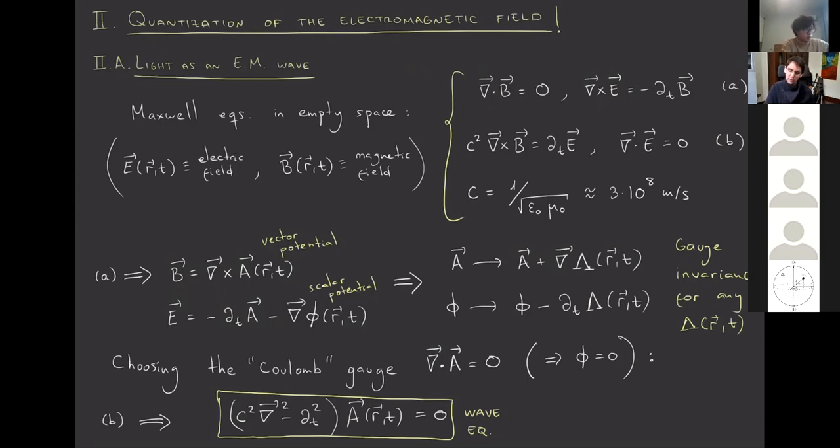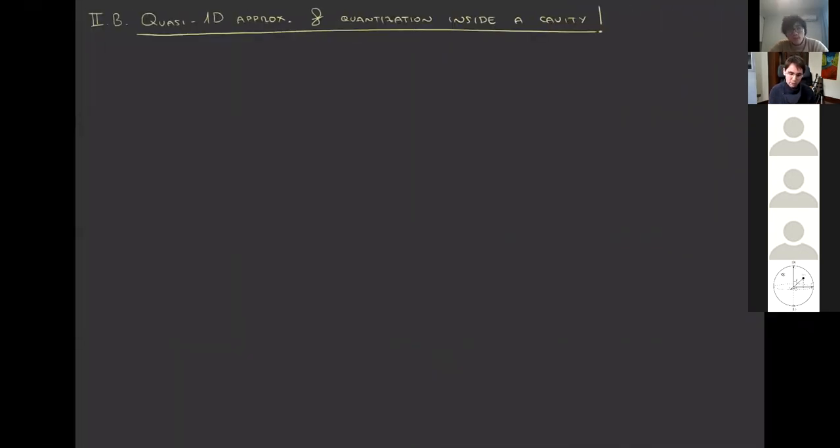Okay, so now that we have a description of the electromagnetic field, and in particular, light will be the electromagnetic field, but for some special configuration of these propagating waves. Now that we know this, let me talk about something that I will call the quasi 1D approximation. And finally, we will quantize the electromagnetic field inside a cavity.